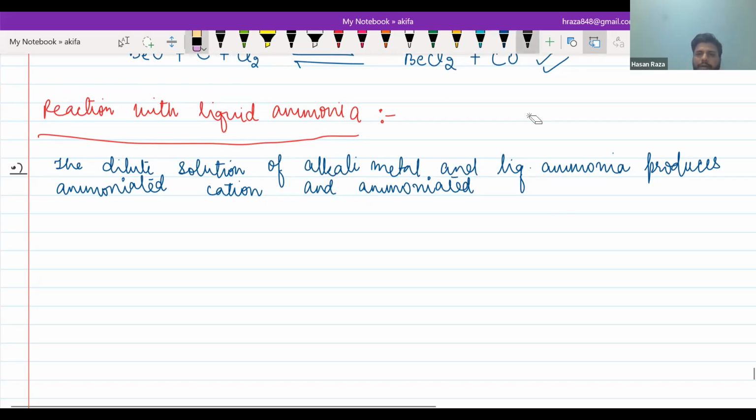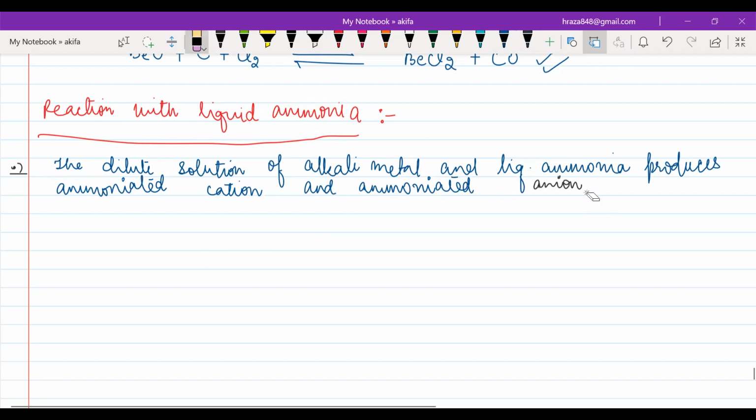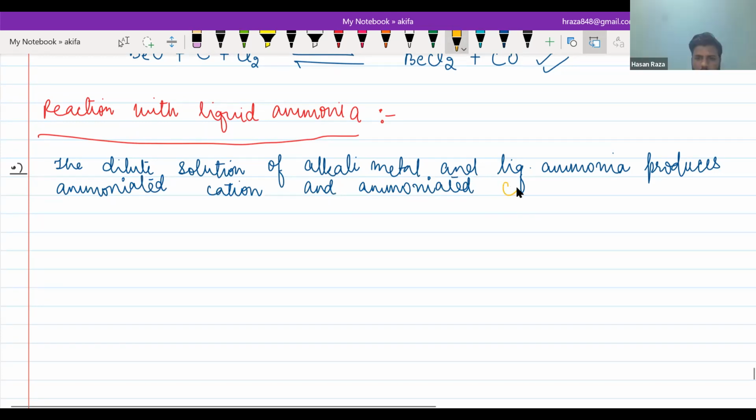Sorry, it is ammoniated cation and, as I already wrote it here, ammoniated electron. This is liquid and this is ammoniated electron. Just write it and I will explain it right now.